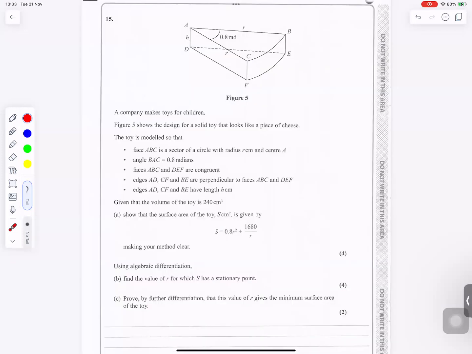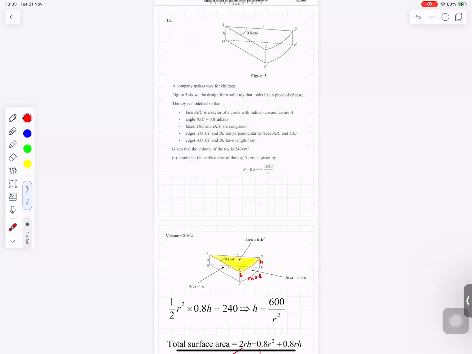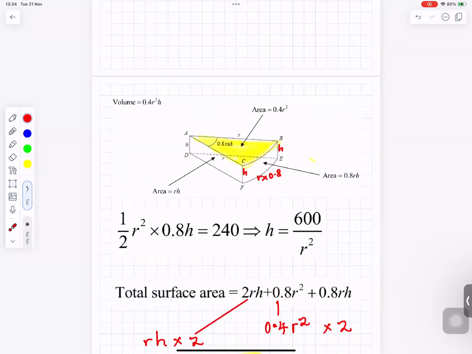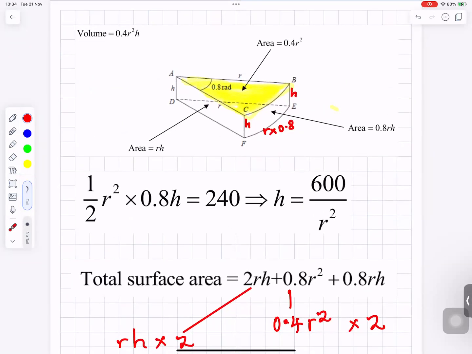Question number 15. For number 15, we have to shade that area there in yellow. So the area is 0.4 r squared. So very important to get that part. And then, so the volume is the area times the length. V equals A times L.